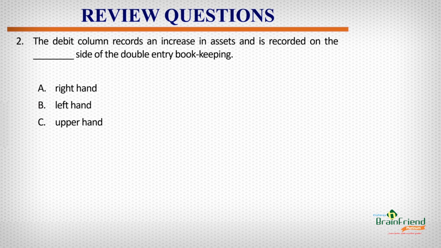Question 2. The debit column records an increase in assets and is recorded on the dash side of the double entry bookkeeping. Option A, the right hand. Option B, the left hand. Option C, the upper hand. The right answer to question number 2 is option B, the left hand.